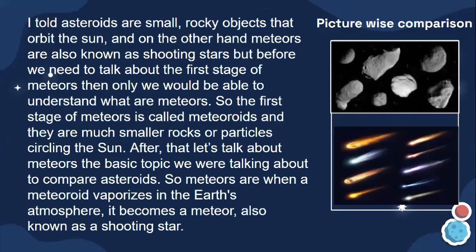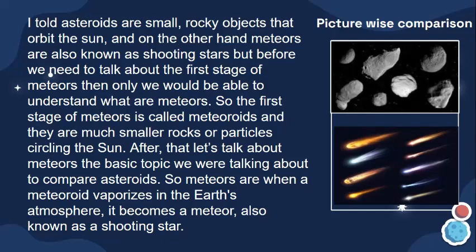Anyway, as I told, there are asteroids, small rocky objects that orbit the sun, and on the other hand, meteors are also known as shooting stars, which are very pretty. But before that, we need to know the first stage of meteors. Then only will we be able to understand what meteors actually are. There are different stages of meteors, but to understand the basic concept, we have to start from the first.